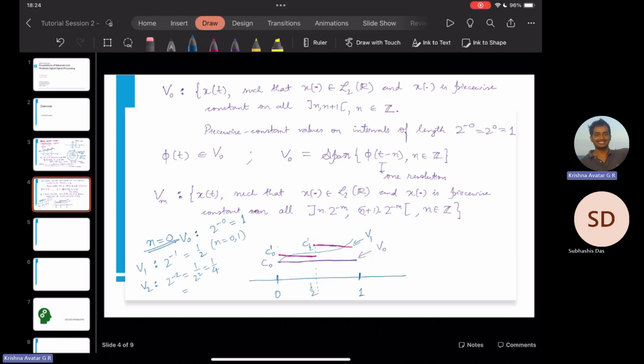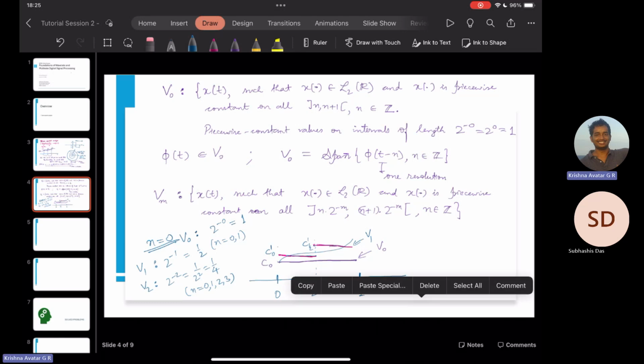In this case, the interval 0 to 1 will be broken down into 4 subintervals, right? So you will have n equal to 0, 1, 2, 3, because the first interval goes from 0 to 1 by 4. The second goes from 1 by 4 to 1 by 2. And the third goes from half to 3 by 4. And the fourth goes from 3 by 4 to 4 by 4, which is 1, right?